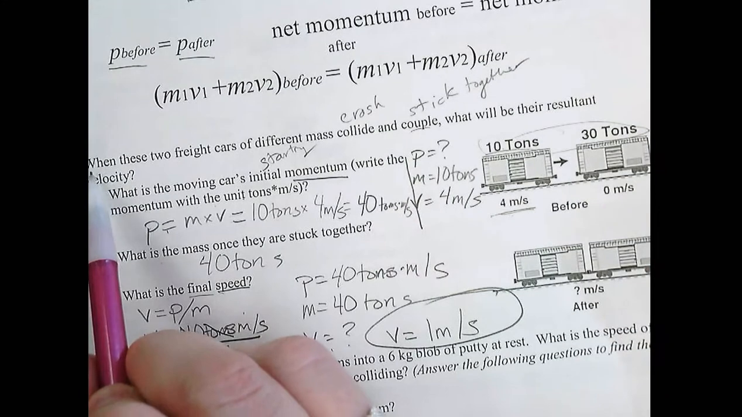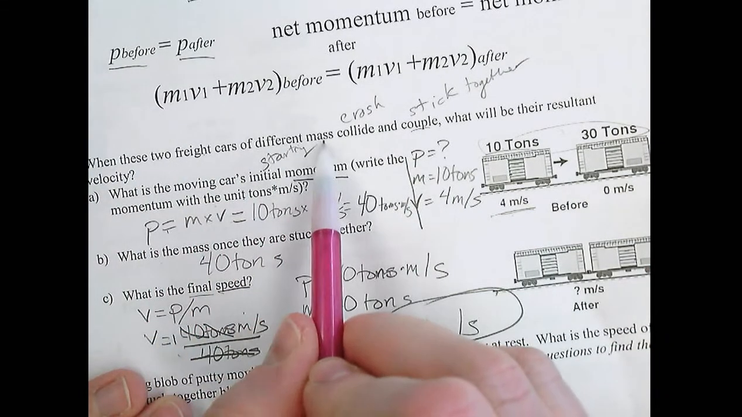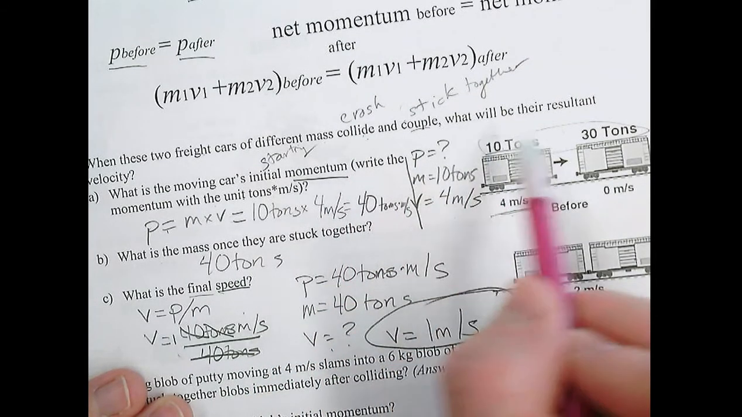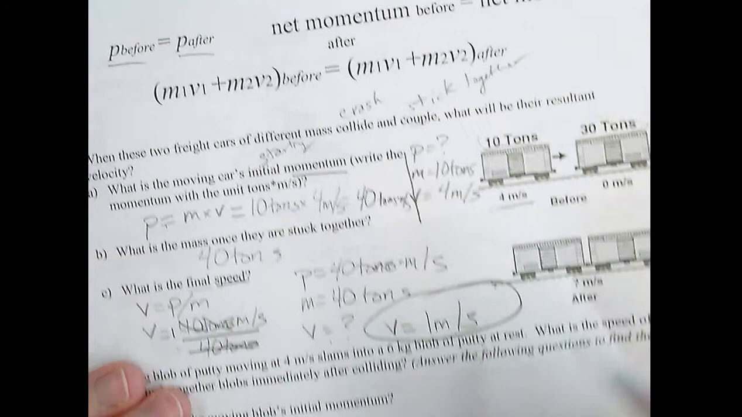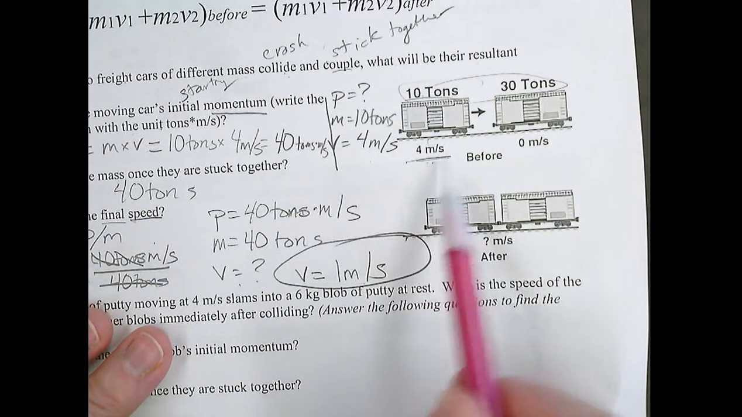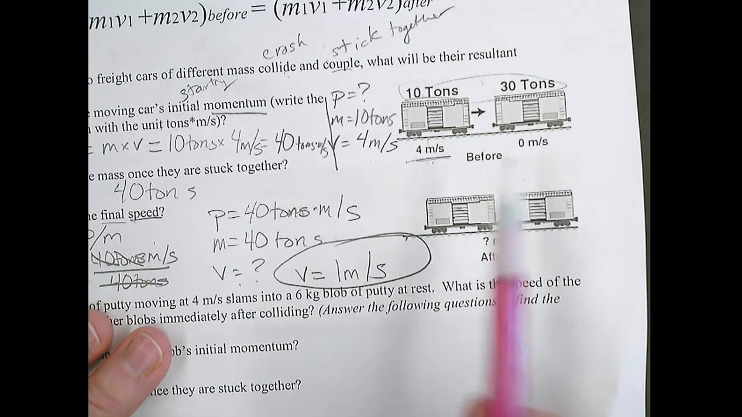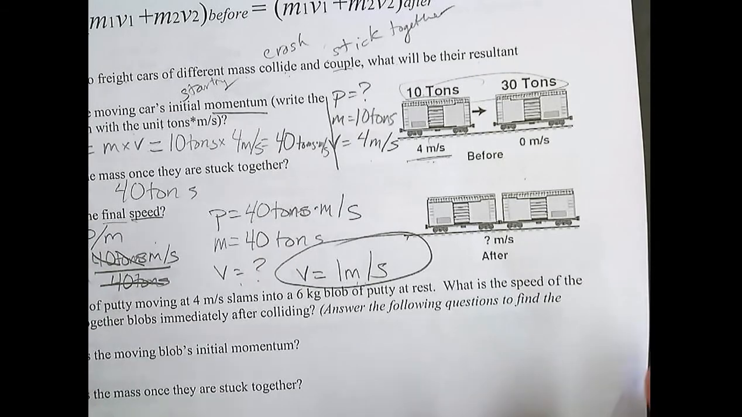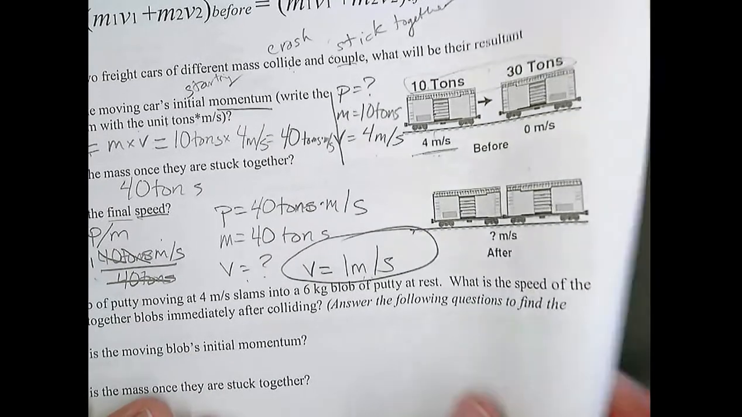Now I'll go back to the question. When these two freight cars of different mass collide, crash and stick together, what will be their resultant velocity? That's the answer. And does this make sense? Well, something that's smaller and moving at 4 meters per second crashes into something that's bigger, and in the end they're moving 1 meter per second. Yeah, they would be going slower because they have more mass, and so they have less velocity.